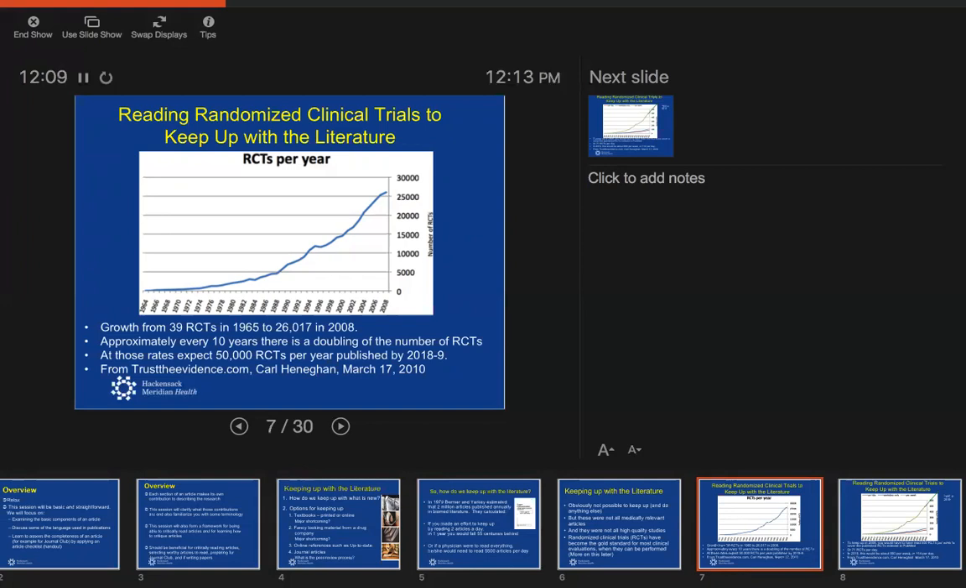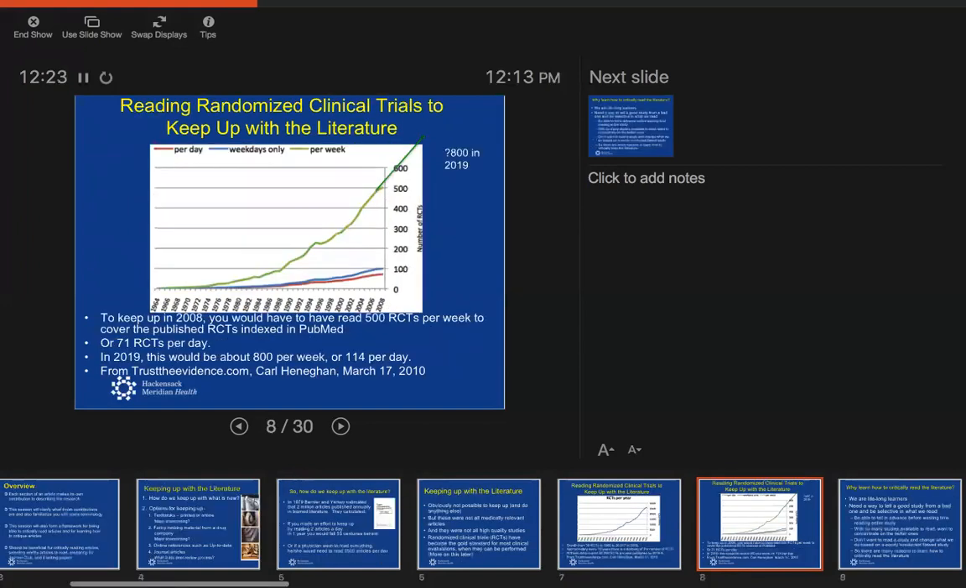And in 2018, there were 26,000. It's estimated that every 10 years, the number doubles. So there will be over 50,000 randomized clinical trials published in a year now. And if you were to try to keep up with the randomized clinical trials, you'd have to read about 800 a week, or over 100 a day.